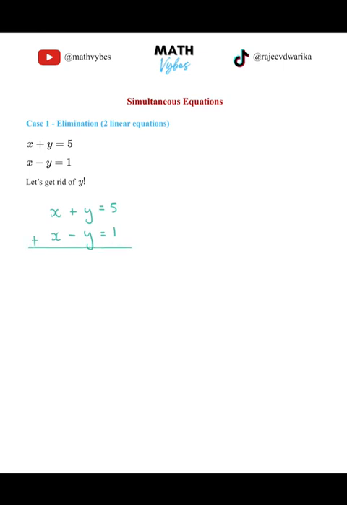So x plus x is 2x. Positive y plus minus y, since you're combining opposites, they would cancel off. And so that would just be plus 0. So you see in this round, we got rid of y. And so we have 5 plus 1 is 6, and we have 2x is equal to 6.